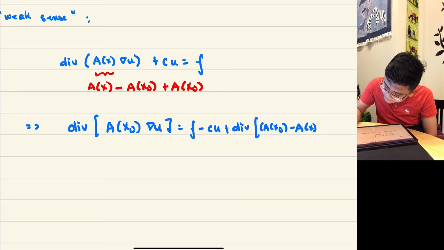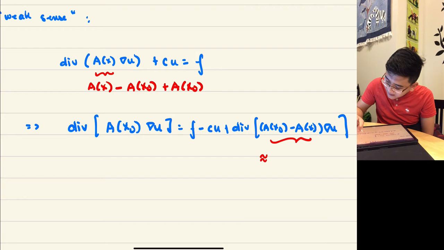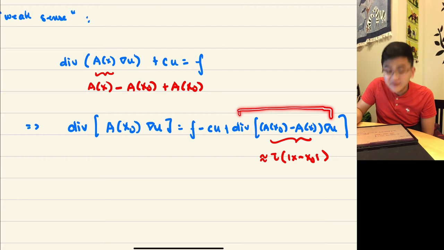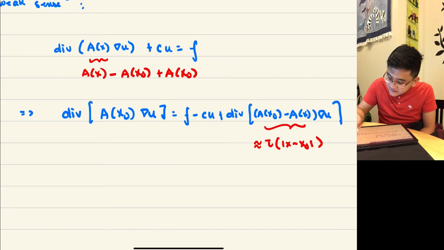And if this here is controlled by the modulus of continuity evaluated at the distance between x and x0. So what I want to say is that if x and x0 are close to each other, then I can control this term here, more or less. We're going to see in the proof. Okay, so we have that. So that's one part. We're freezing the coefficient, and then estimating the leftover part.